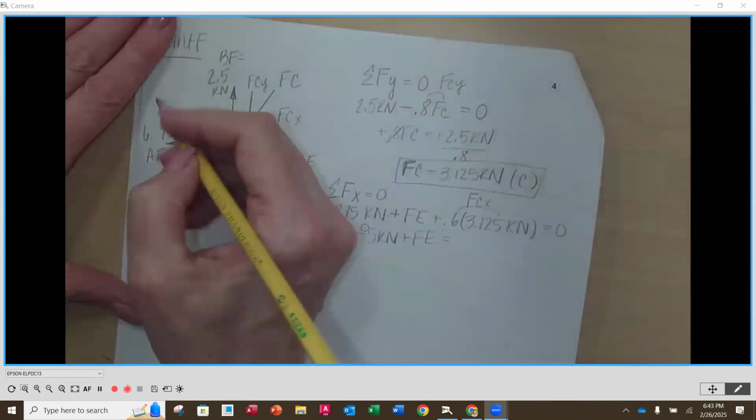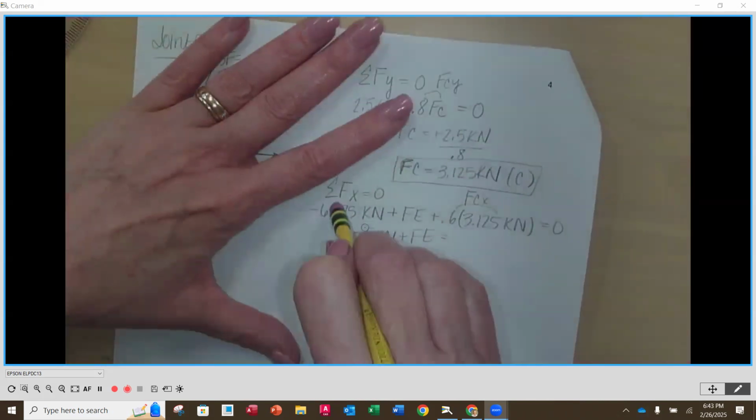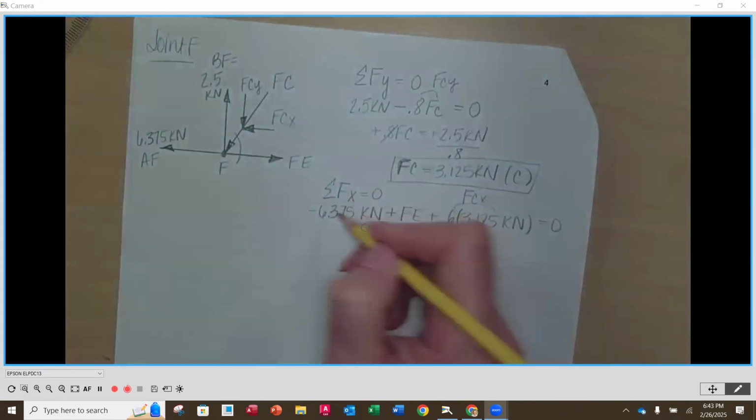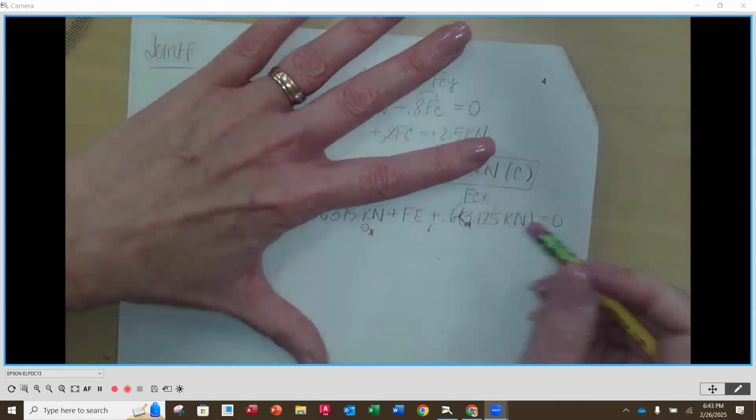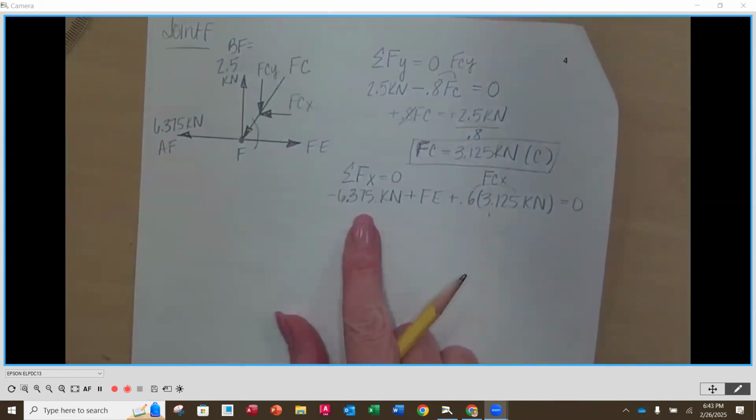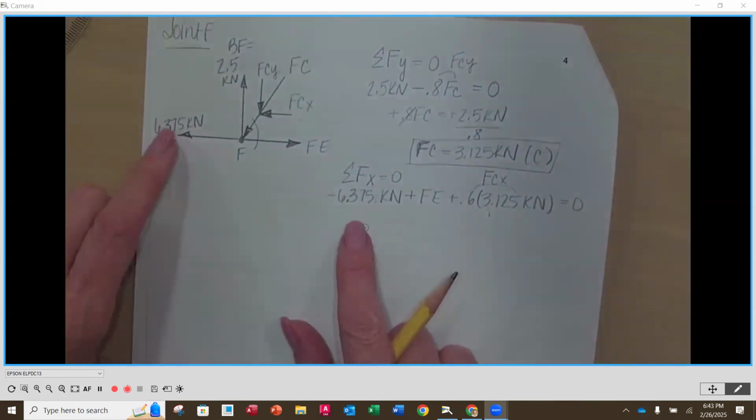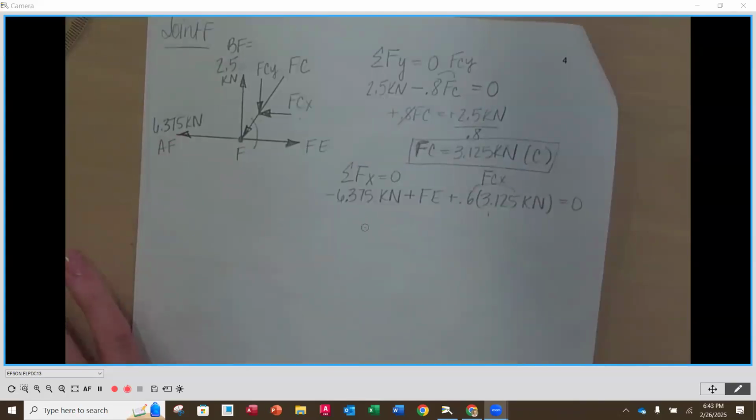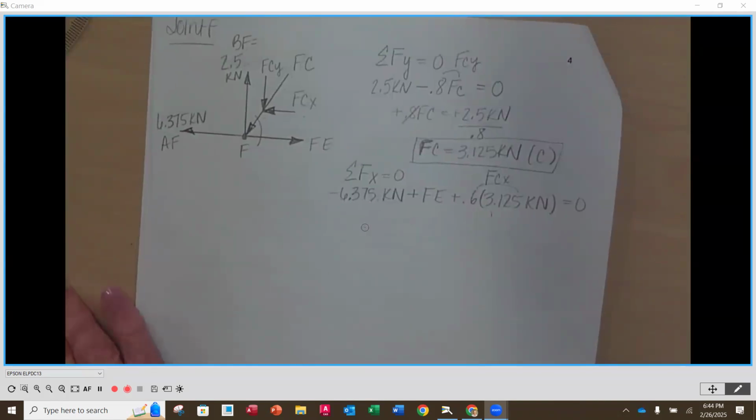AF is 6.375. That's me. Sorry. Hopefully you caught that on your own, but I wrote it as 6.875. So AF is 6.375. I'm not good at this tonight. Did you guys ever have those days? I guess this is my night.